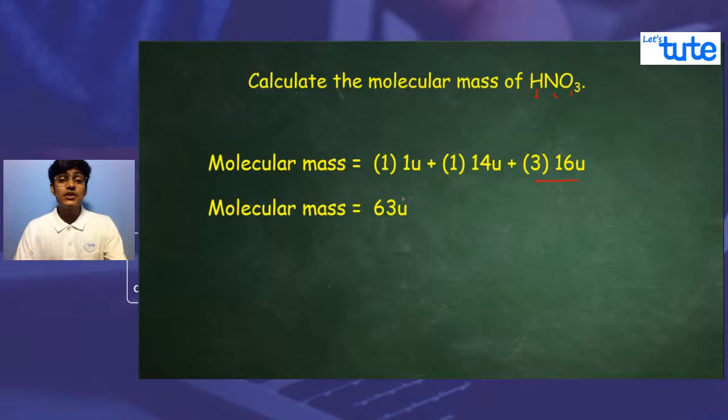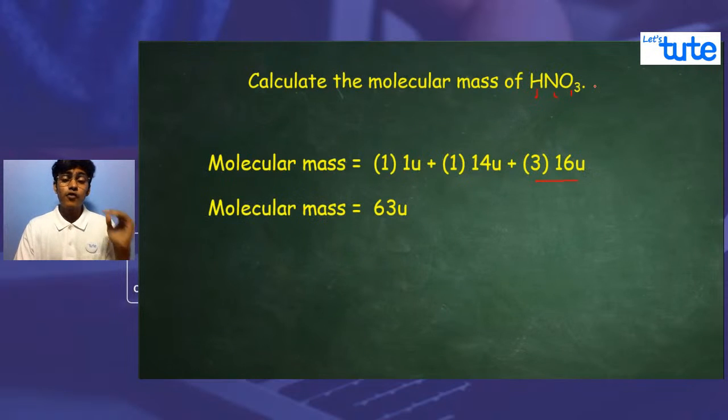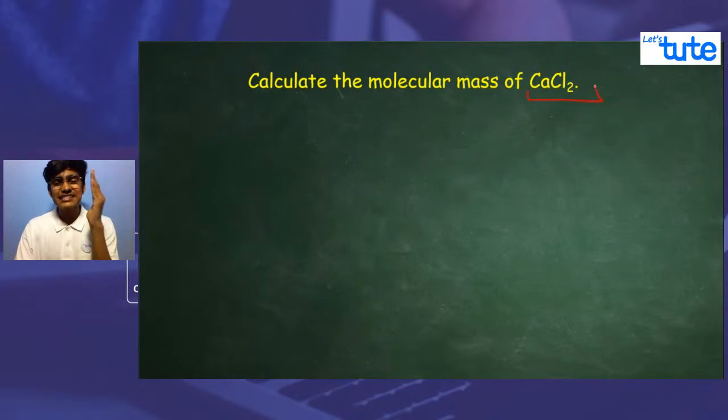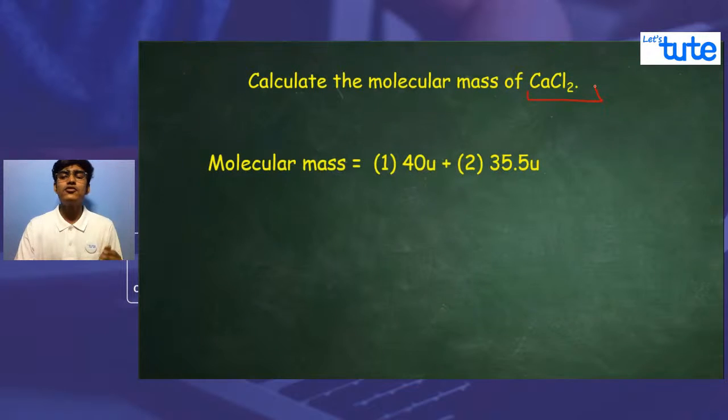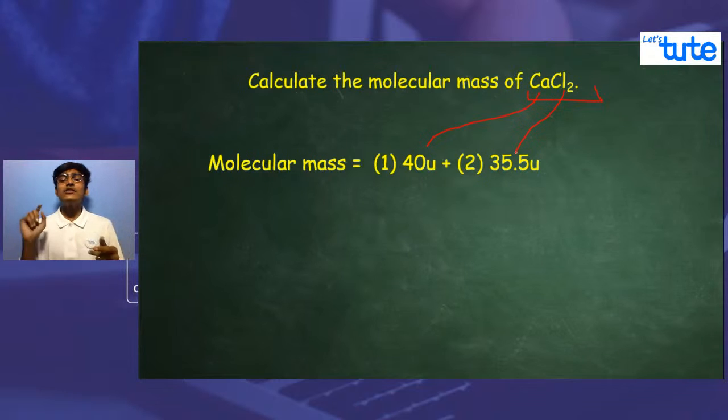So let's continue with the calculations. This was about calculating the molecular mass of this particular molecule. Next, how can we calculate the molecular mass of this particular molecule? It's very simple actually. The formula we used over here is exactly the same for this one also. We just have to write down all the atomic masses of the atoms. So the atomic mass of calcium is 40 and chlorine is 35.5 U. U means unified mass.